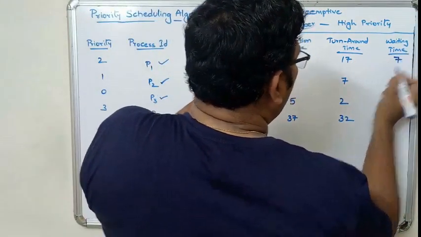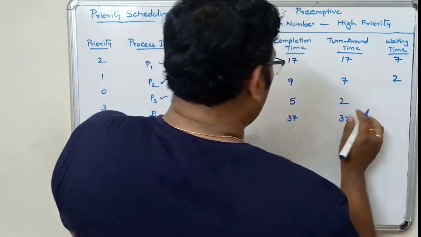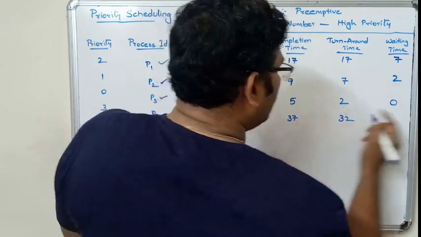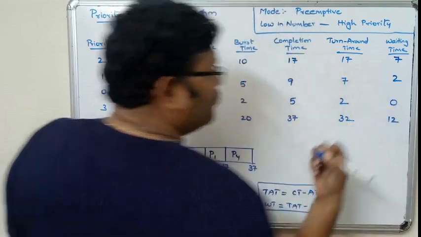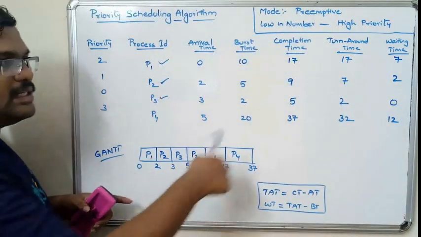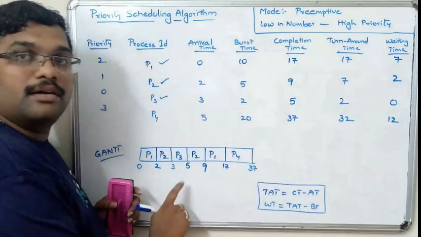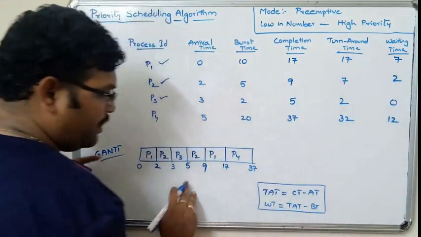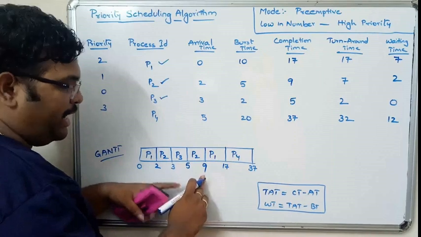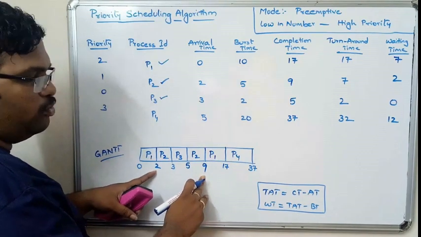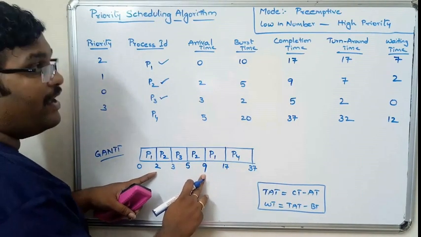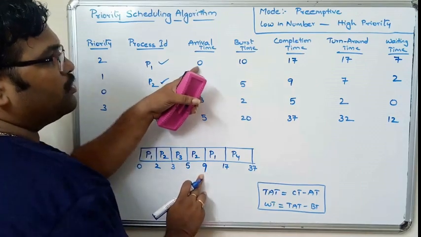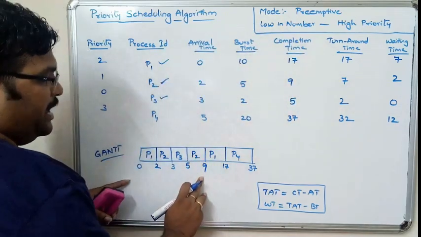17 minus 10, 7. 7 minus 5, it's 2. 2 minus 2, it's 0. 32 minus 20, it's 12. Now let us check with the Gantt chart. So P1 allocates the CPU at 9 and previously it completed 2. So 9 minus 2, 7. So 7, and arrived at 0. So 7 minus 0, 7.